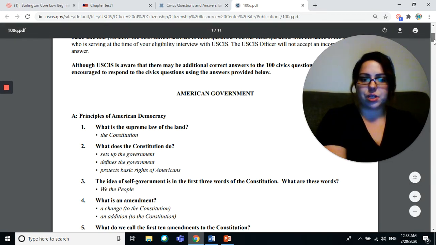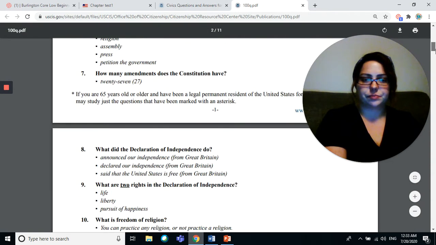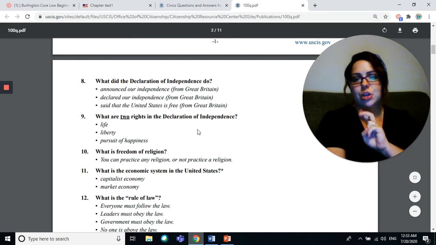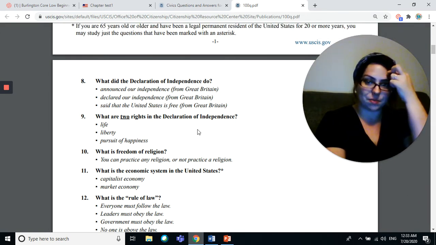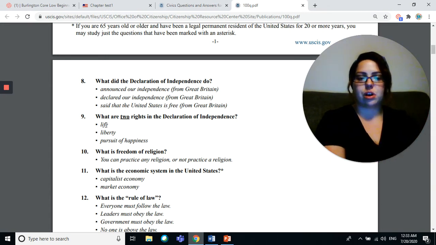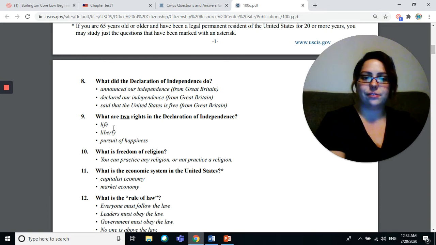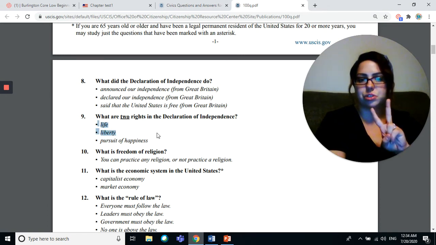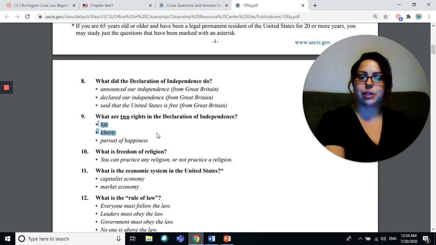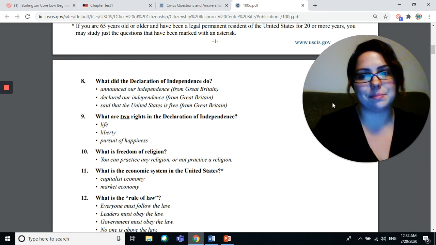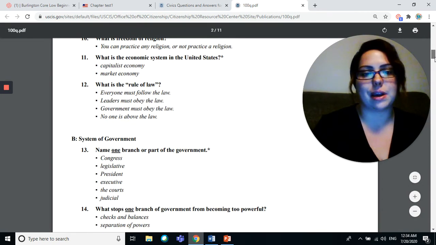There are going to be other questions that will say, for example, number 9, what are 2 rights in the Declaration of Independence? You will have to remember 2. You have to memorize 2. So there are life, liberty, and the pursuit of happiness. So you memorize the ones that are easiest for you to remember. Most people will do life and liberty, okay? So what are 2 rights in the Declaration of Independence? Life and liberty. So you need to pay attention to what the question is asking, because it may say more than that, you have to remember more than one.